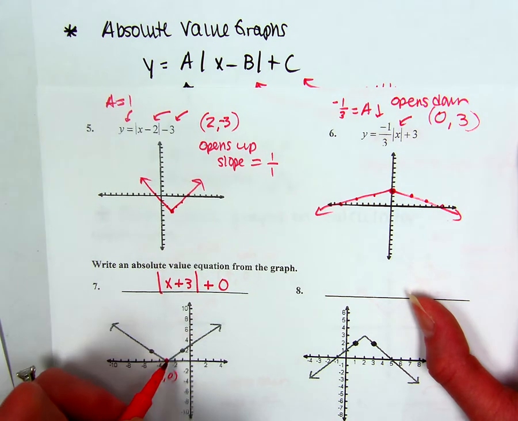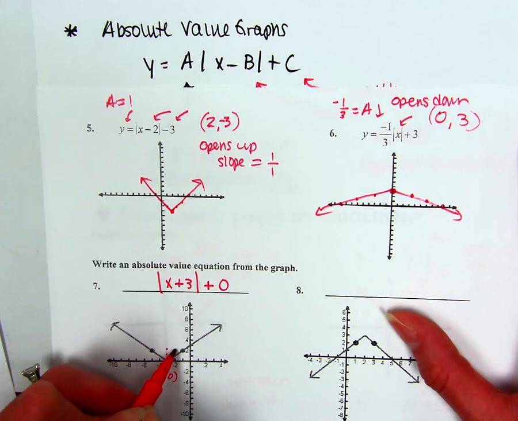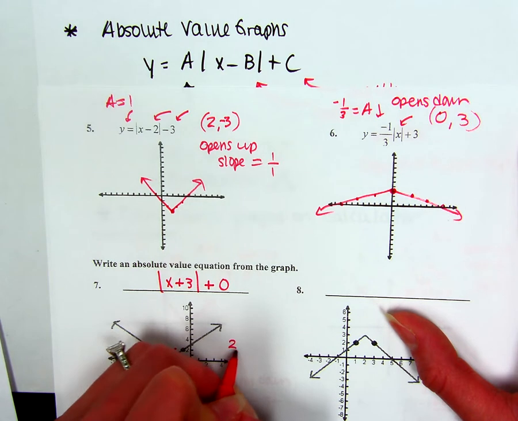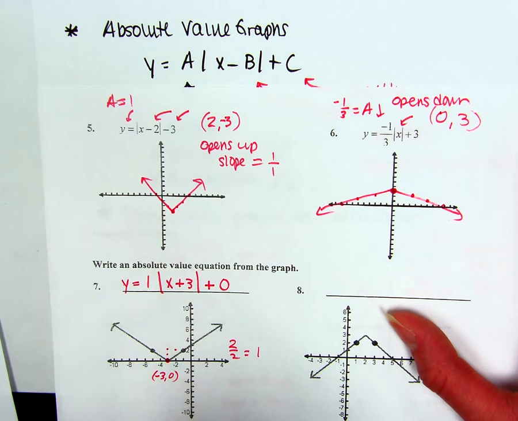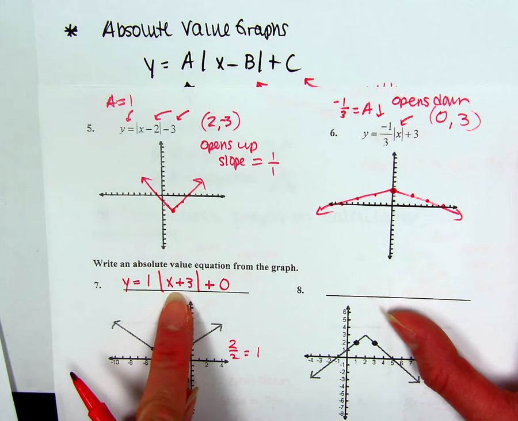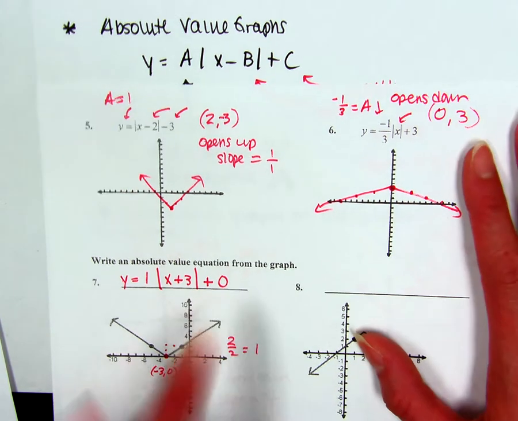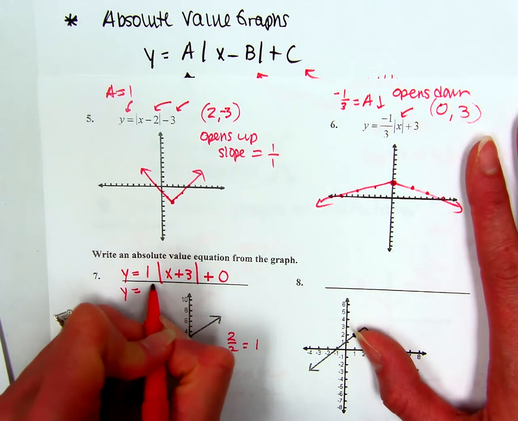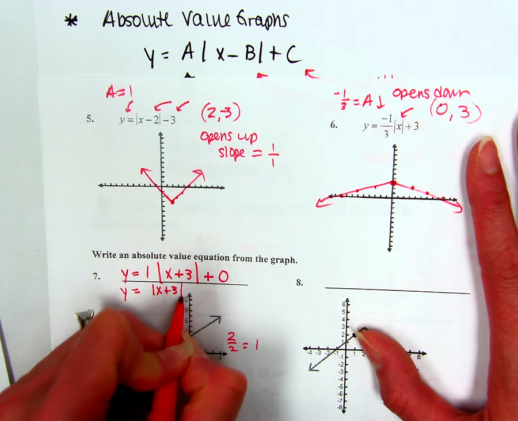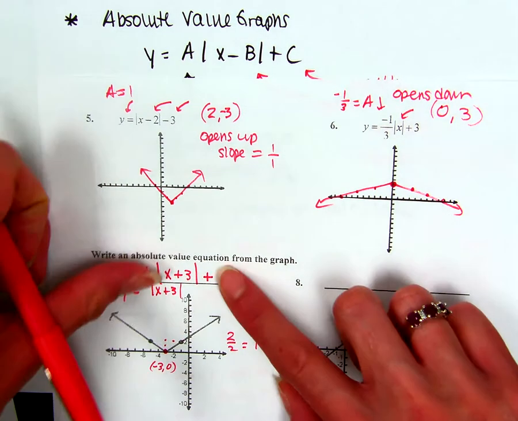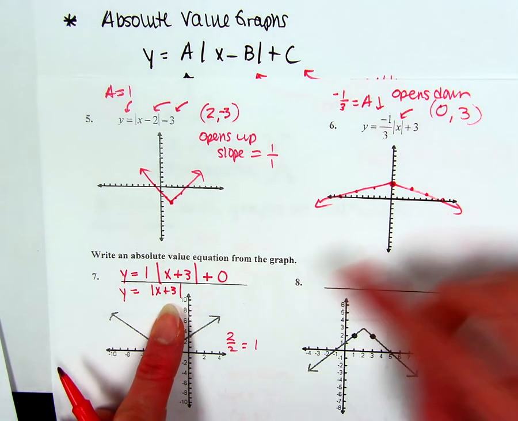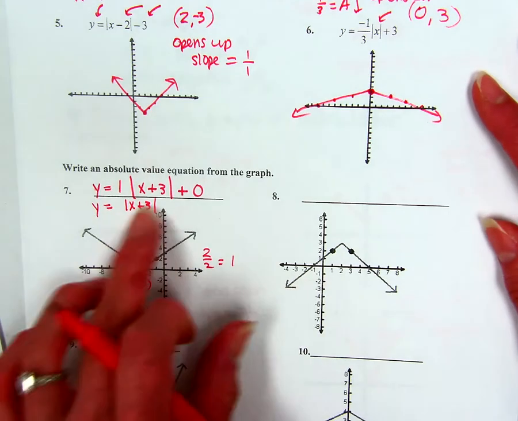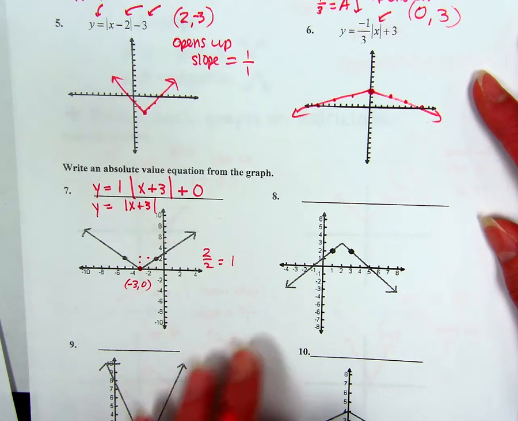Now for my slope, it looks like I go up 1, 2, and over 2. So if I go up 2 and over 2, that's the same thing as 1. So my slope is 1. So it's y equals 1 times the absolute value of x plus 3 plus 0. Now, on a multiple choice test, you won't see that 1 there, and you won't see the 0 there either. So you can leave those off. So it's just y equals absolute value of x plus 3. So either of these answers is acceptable on a show your work. But on multiple choice, you'd only see the most simplified version.